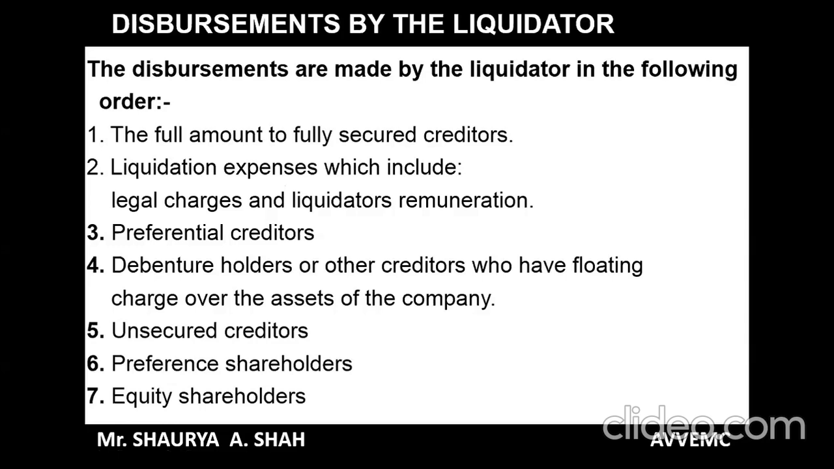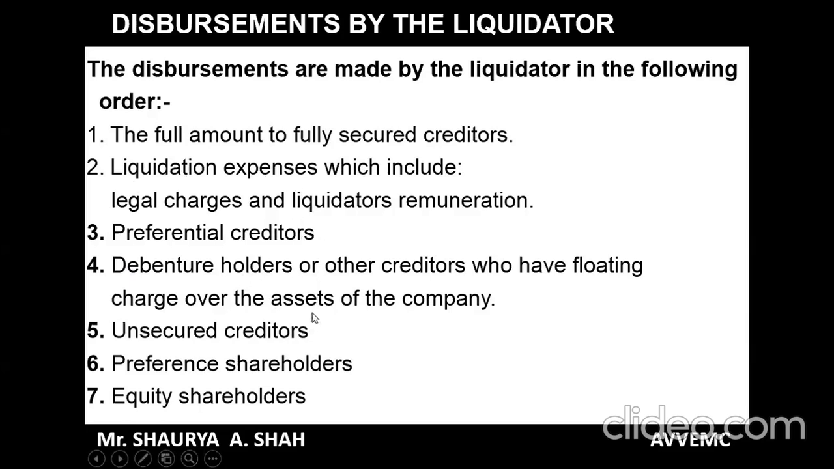Then, students, you will be paying the preferential creditors. I suppose everyone is now clear with the concept of preferential creditors and who is included in it. We had seen around 4 to 5 categories, which include your Provident Fund, your gratuity, your workman's salary, and so on and so forth. Then you have floating charges, that is debenture holders or other creditors having a floating charge over the assets of the company. So you start paying with secured creditors, then you pay liquidation expenses, then legal charges and remuneration, then preferential creditors, then debenture holders.